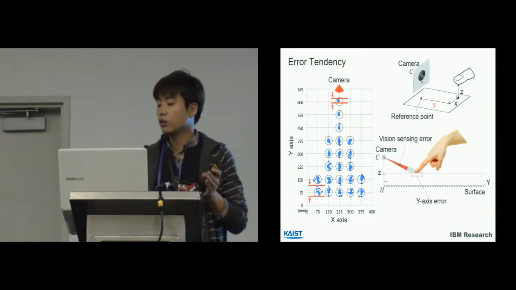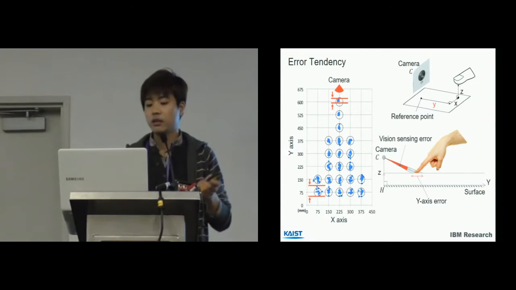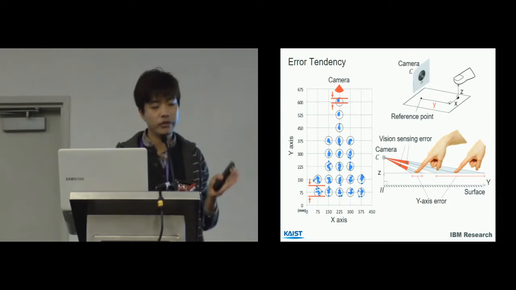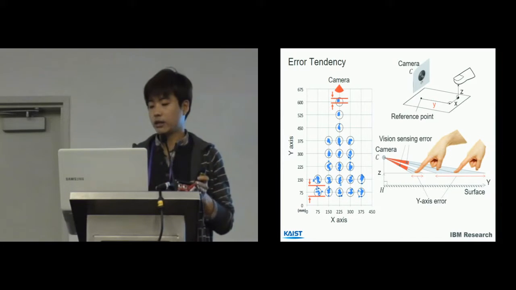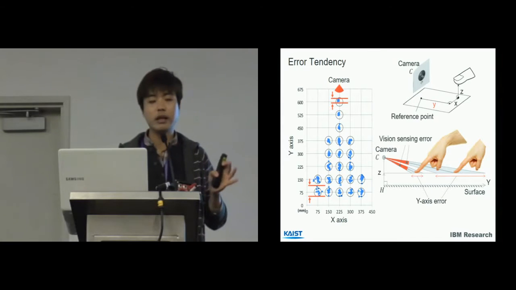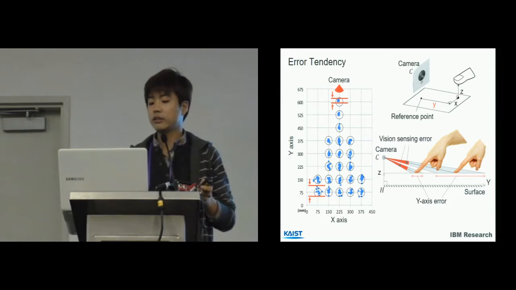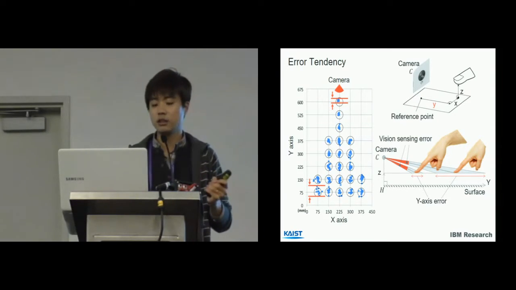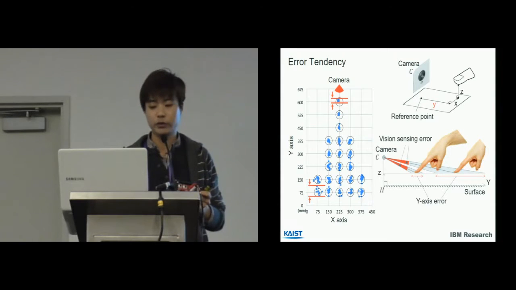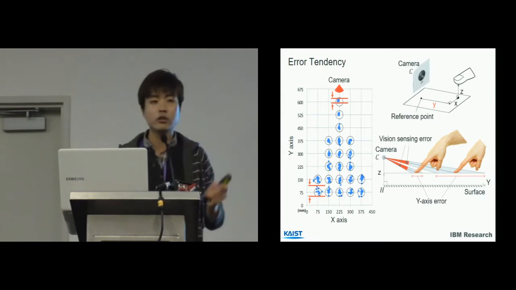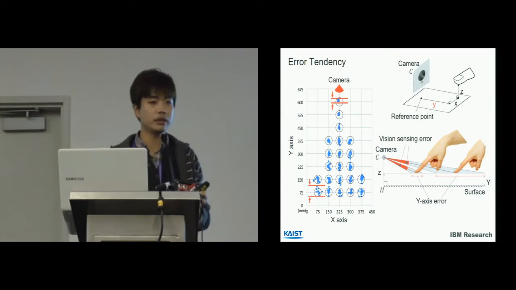When the fingertip is located close to the camera, the vision sensing error does not much affect the y-distance error. However, if the fingertip is far from the camera, the y-distance error increases even for the same vision sensing error. This inherent vision sensing error is bounded by the angular distance of a single pixel in the camera's field of view. As the vision sensing resolution decreases, the angular distance of a single pixel increases.